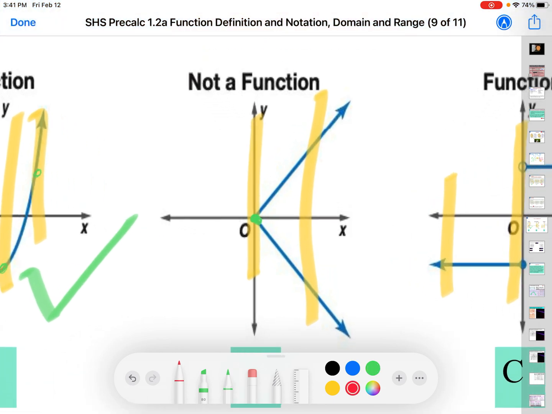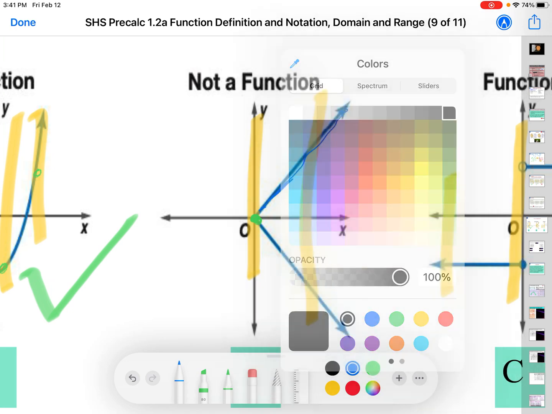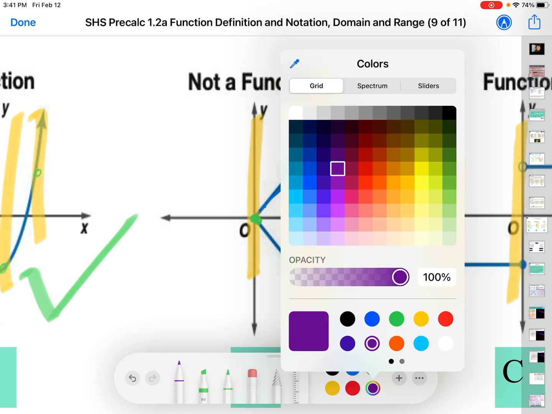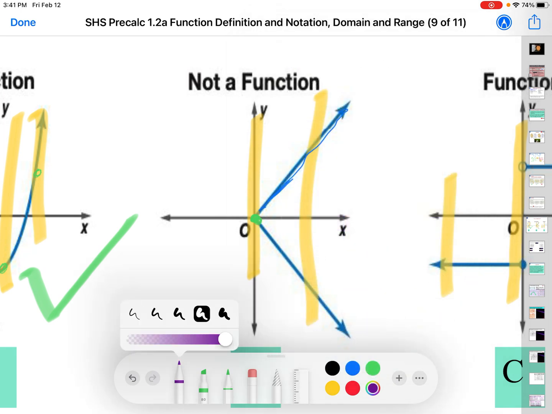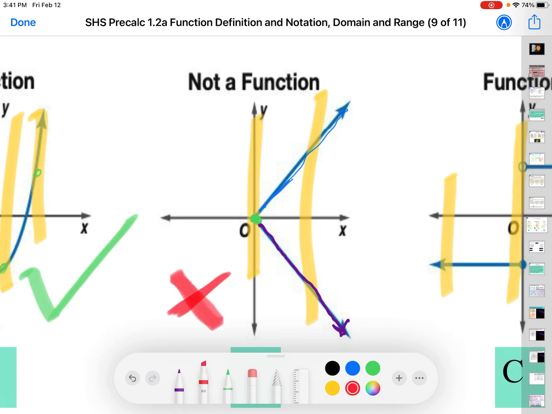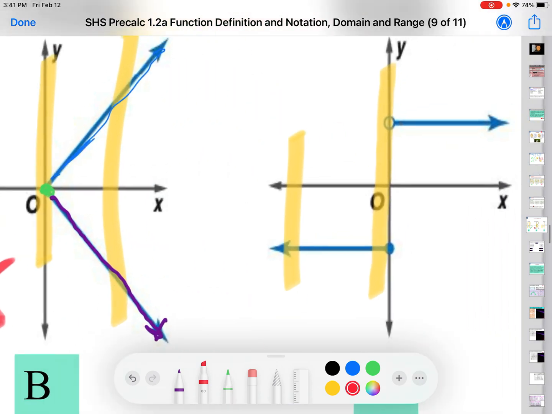Let's just try to change colors. That might help. So this is blue, and then let's call this one purple. So essentially it is going through both the blue and the purple. So this one would fail. Okay, and for the next problem, this is a closed circle on both the blue and the purple. Okay, look over here on this example.